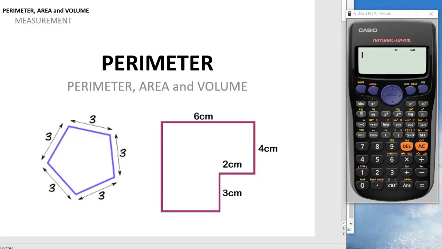Okay class, I'm going to walk you through lesson 2. The topic we're doing is perimeter, area and volume. Hopefully you did your Pythagoras' theorem exercises yesterday. Today we're going to look back over perimeter.